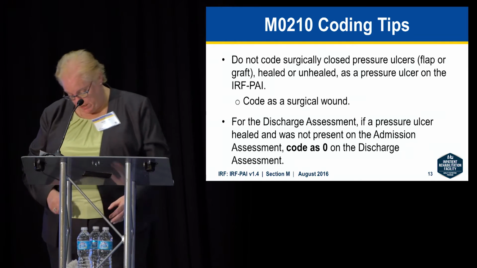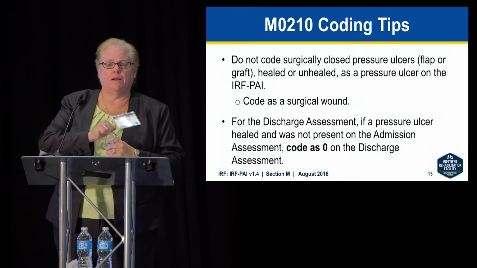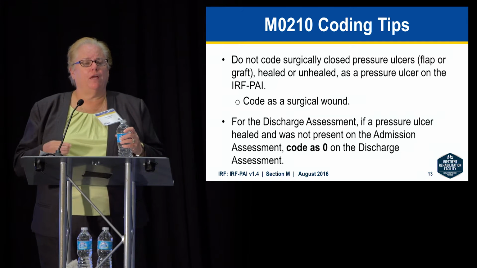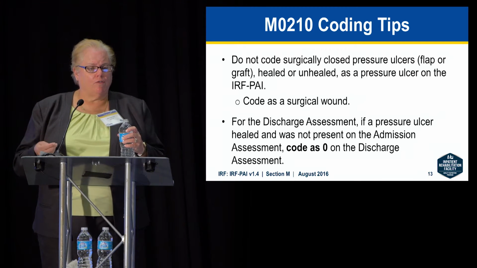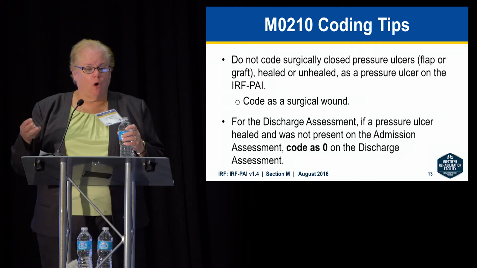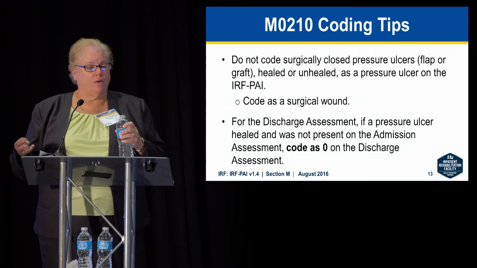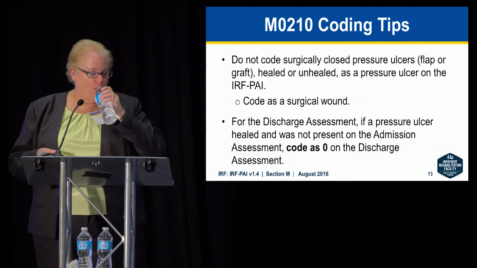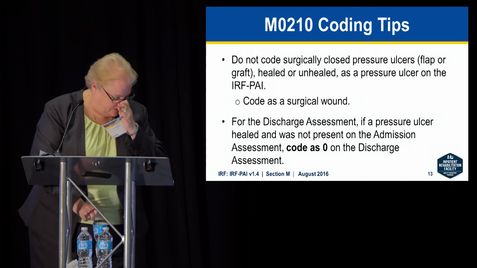So they could have gone in, had a graft done, and then due to complexity of the patient's condition or whatever, they maybe had a failure in the graft or the flap, and now it's open again. It's still considered a surgical wound, not a pressure ulcer, once that graft has been put in place. And so we would be coding that as a surgical wound.